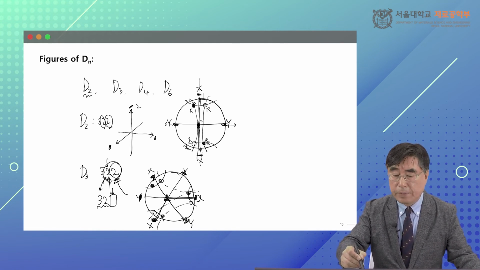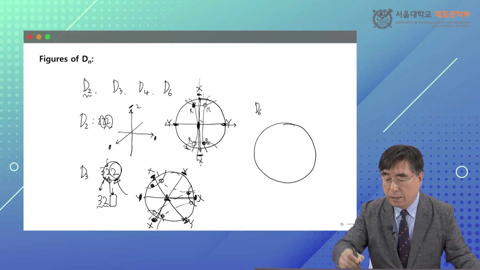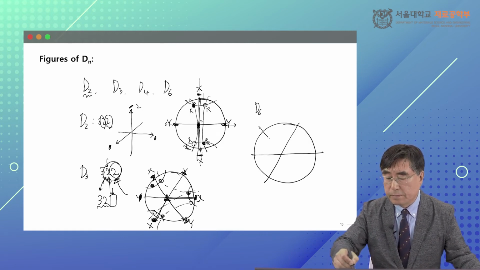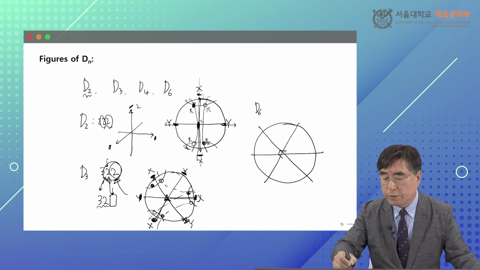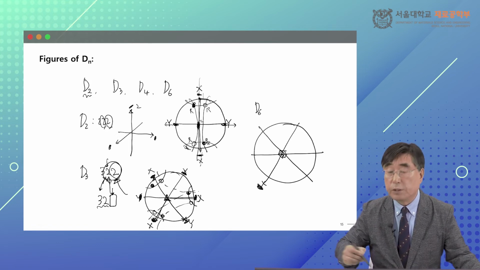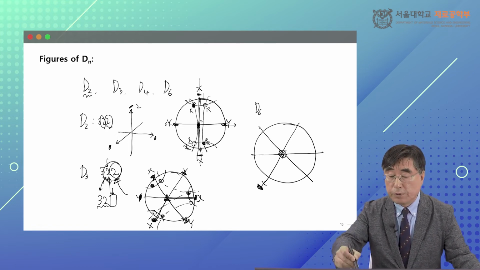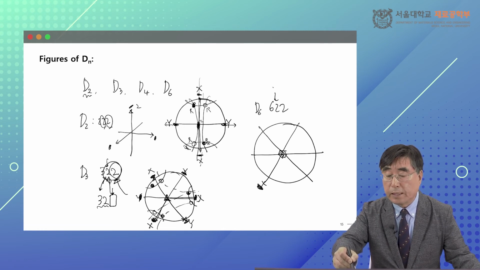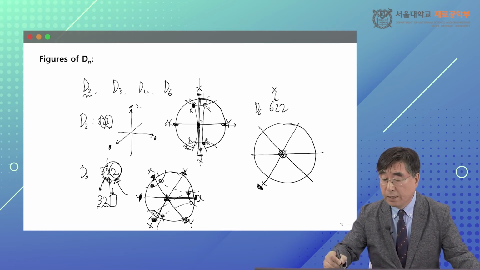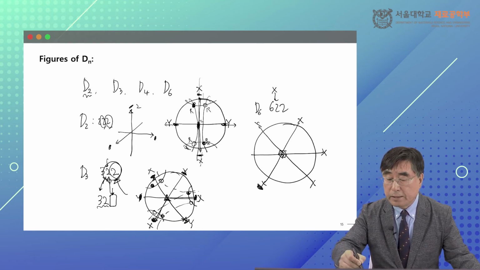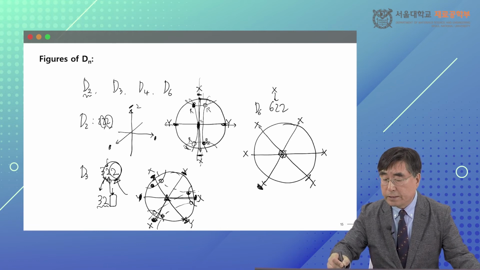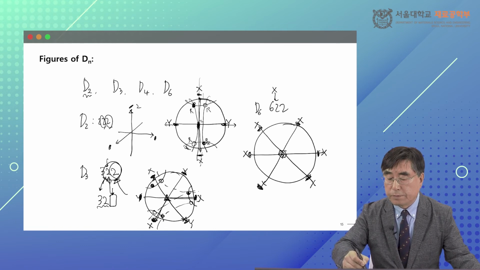Don't have to do it all, but let's do D6. A little bit complicated. These symmetry elements have a 6-fold principal axis. Now if I define one axis perpendicular to this principal axis as 2-fold, which is 6, 2, 2, this one I define as the X symmetry axis, then this 6-fold generates the X, X, X, X, X in here. So all these X should be 2-fold, 2-fold, 2-fold, 2-fold, 2-fold.